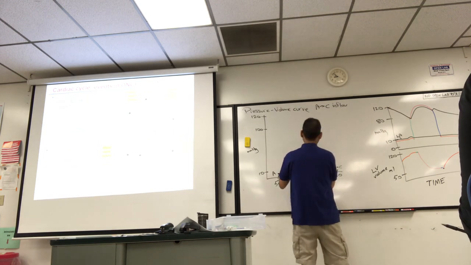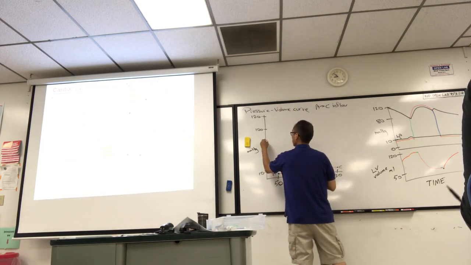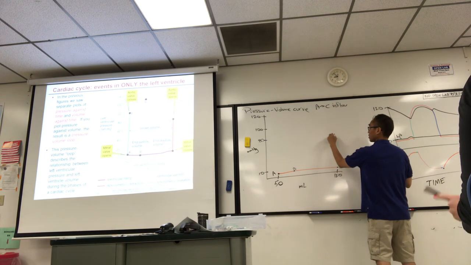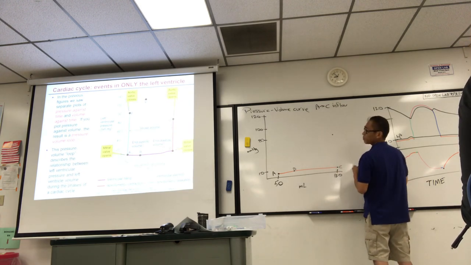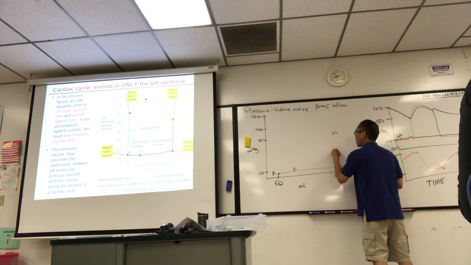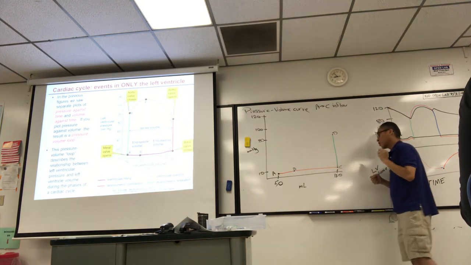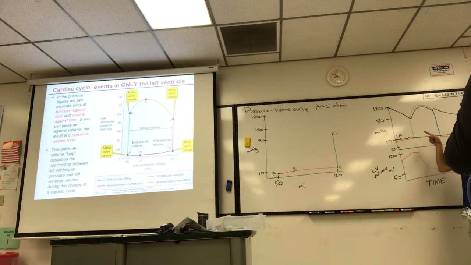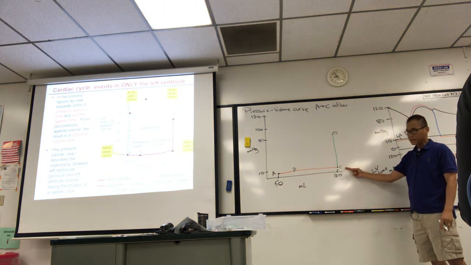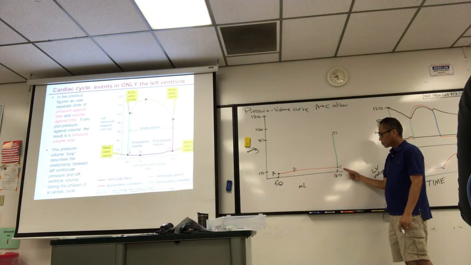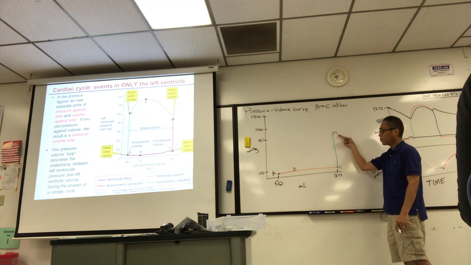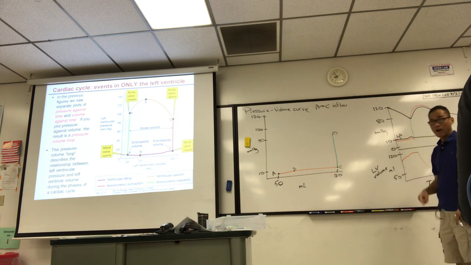So let me put another tick right here, straight up. So that green line matches this green line. I try to color code it and say, now, let me ask you a question. From this segment, from C to D, is there a volume change? Yes or no? No. The no's are correct. At C, what's the volume? 120. At D, what's the volume? 120. So we call that isovolumetric contraction, right?